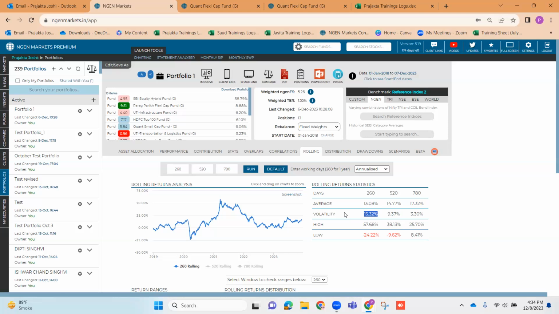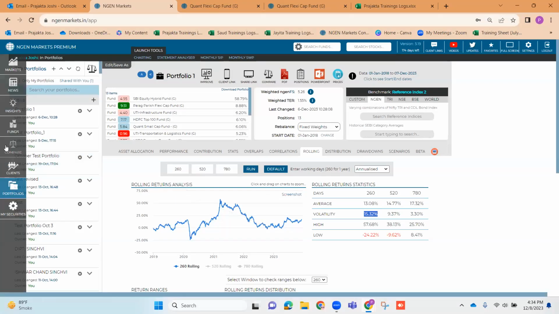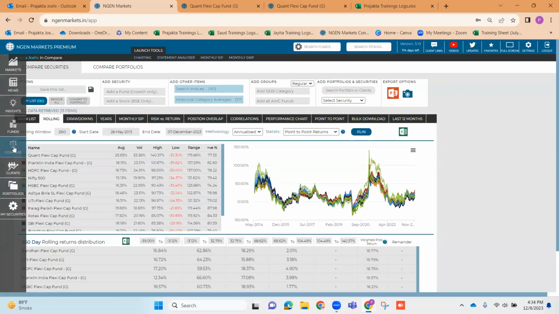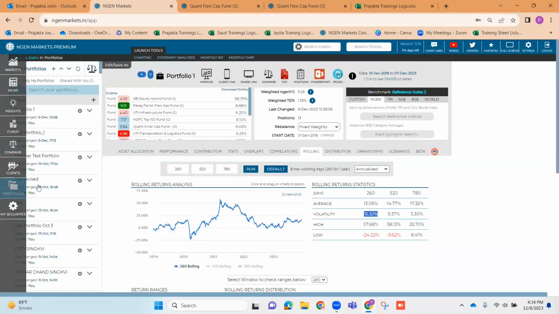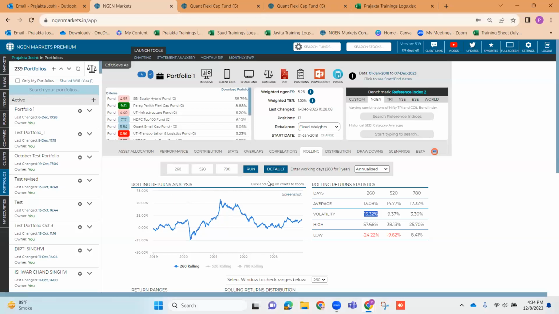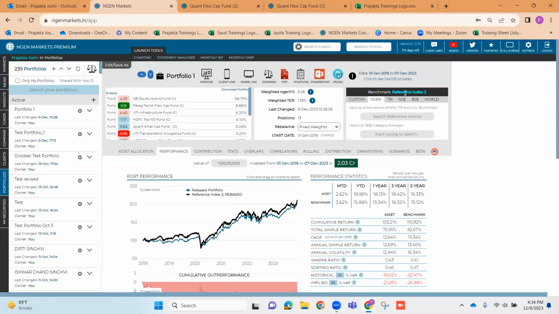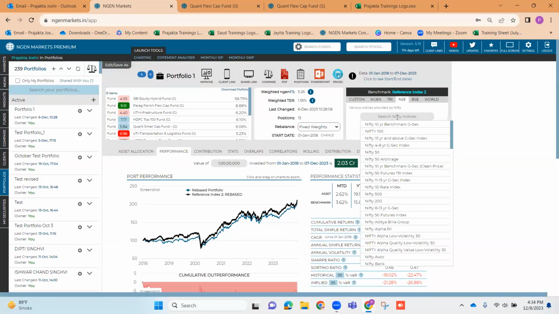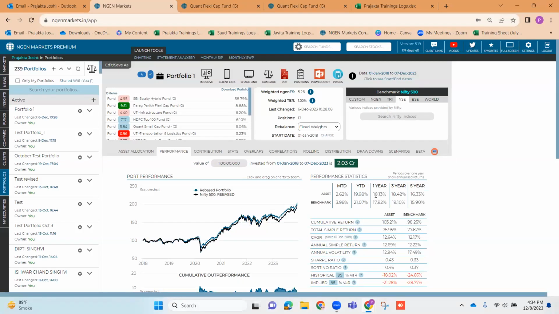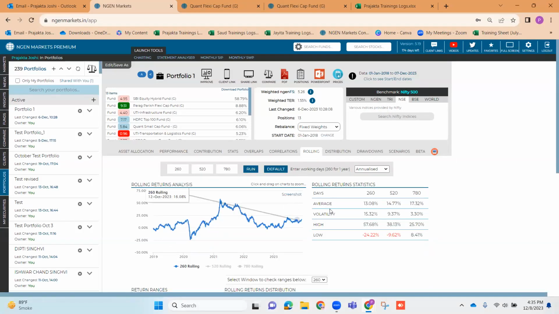So for client purposes, we have to go to the compare section and see what the benchmark return is. Yes. So basically, as of now, when you've loaded in this portfolio, let's say this is a portfolio which has a benchmark reference index. Let's consider Nifty 500 as the benchmark in this case. And what you will need to do is put in rolling here. These are the rolling returns analysis for a portfolio.